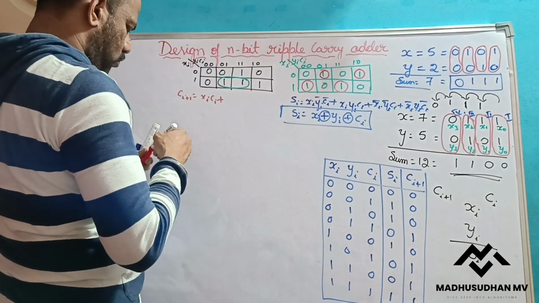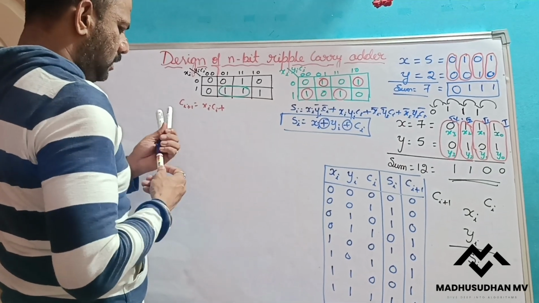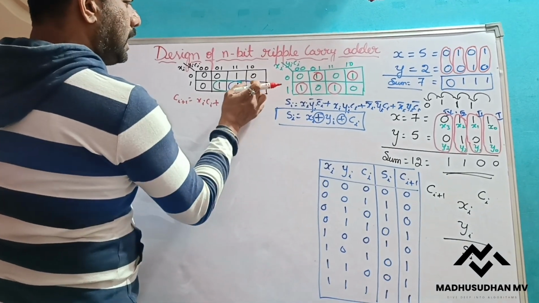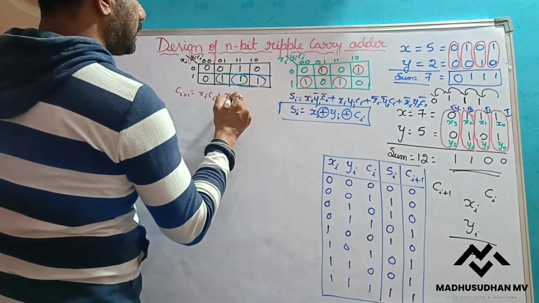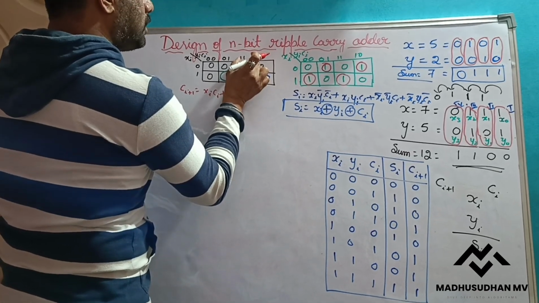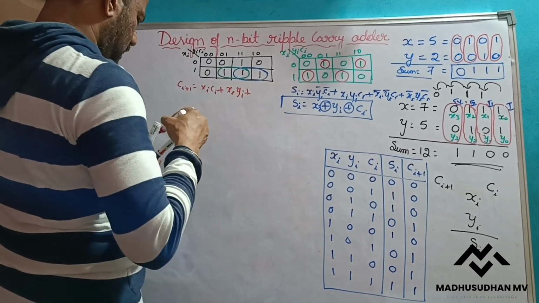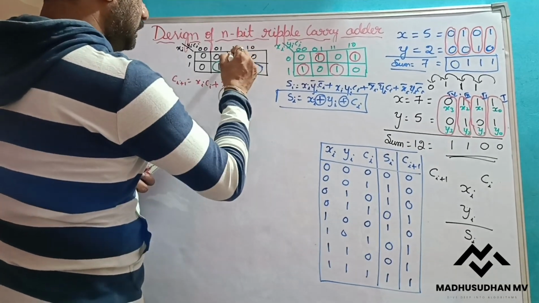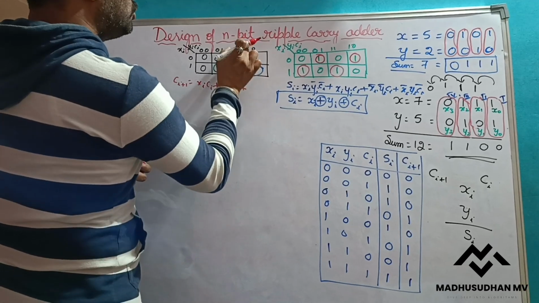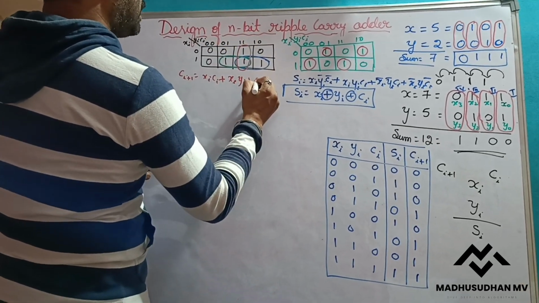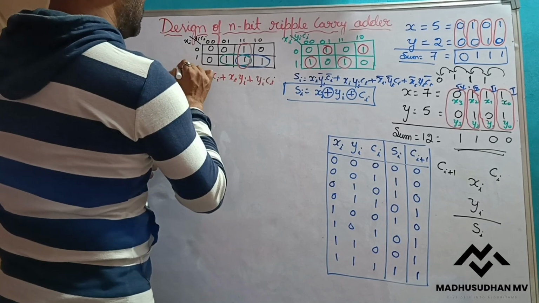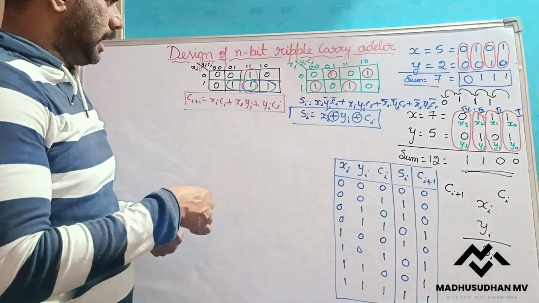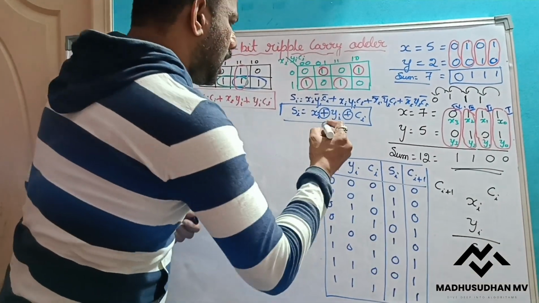Now I have to make one more group, a pair. This pair belongs to this row, so Xi, and here the common is first 1, so this is Yi, plus. Again I am going to make this one more pair. This pair belongs only to this column. Here there is no common, so I will write YiCi. This is the equation for carry.